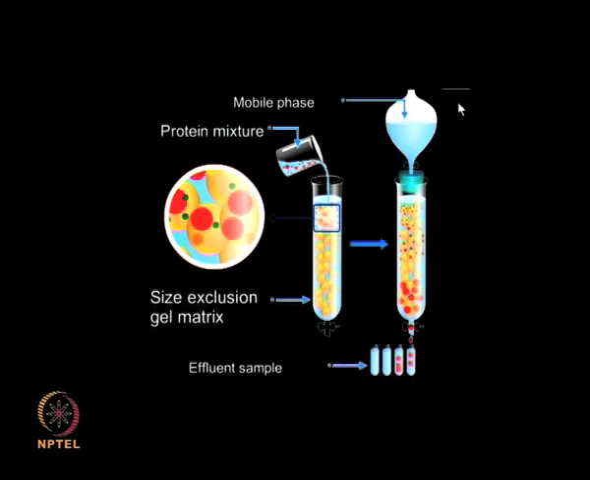Effluent sample fractions: the solution leaving the column is collected in suitably sized fractions. The initial fractions will contain only the mobile phase, while later fractions will have purified proteins.